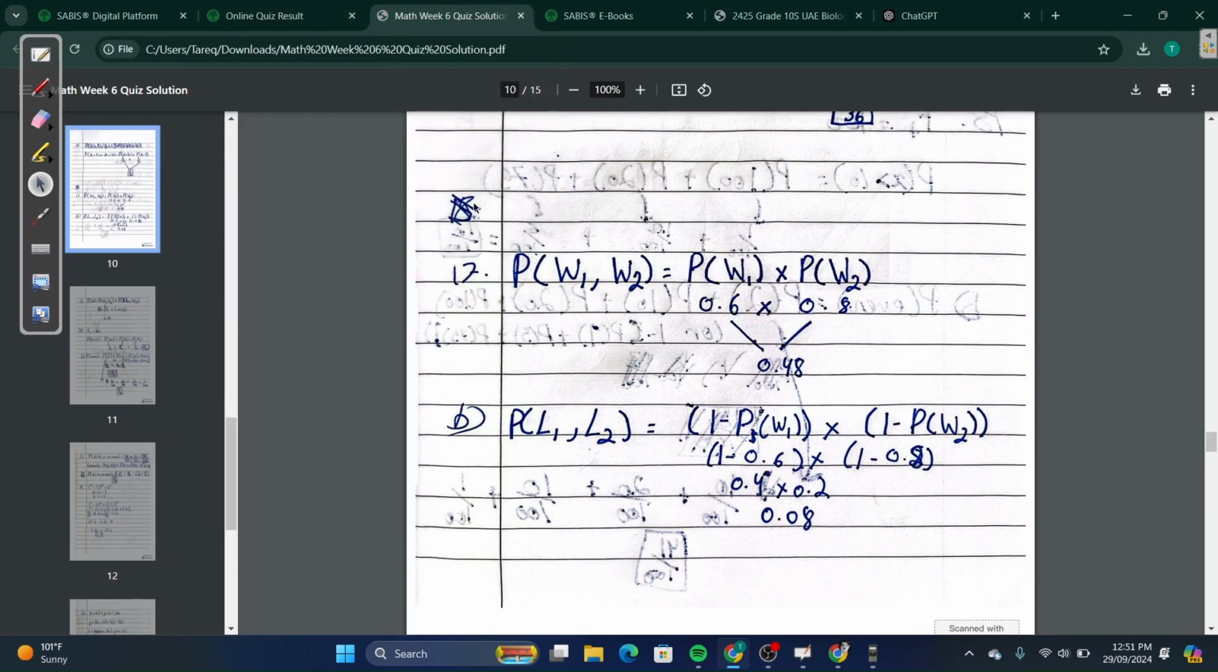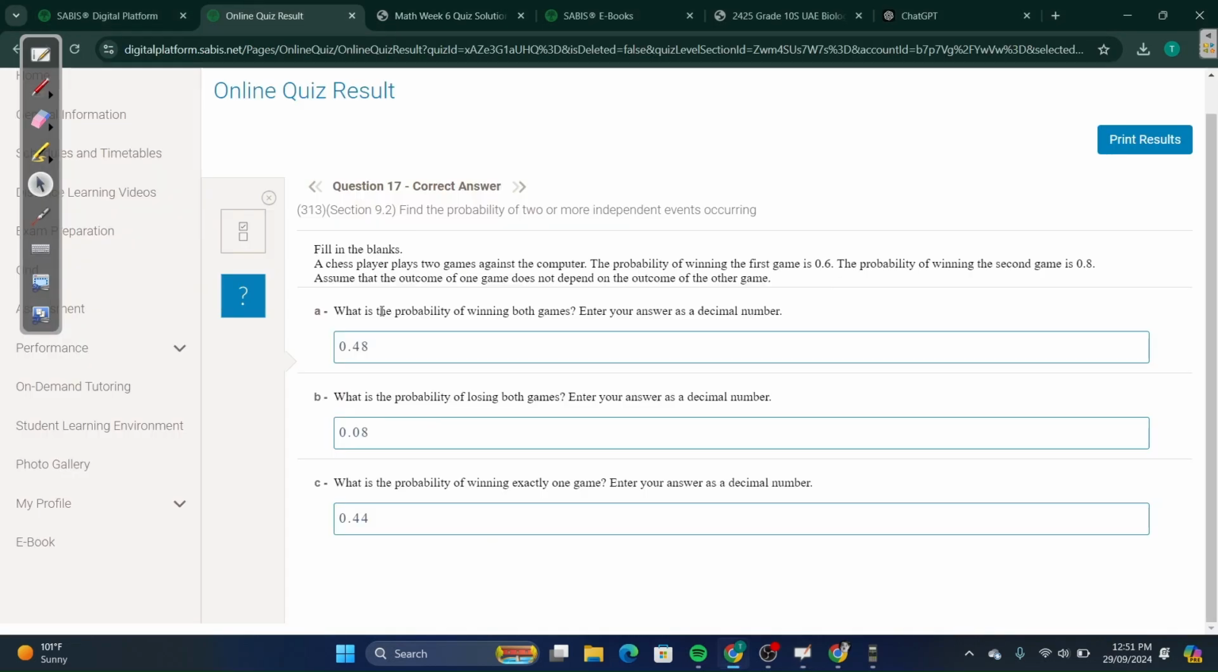Same thing, except you're going to want to do the opposite. You're going to want to multiply the probability of the losses. So the probability of the first win is 0.6, right? So 1 minus it, so you can get the probability of the loss is 0.4. Again, probabilities are out of 1. So 1 minus 0.6 is 0.4. And 1 minus 0.8 is going to be 0.2. So the probability of losing both games is going to be 0.08, because 0.4 times 0.2.